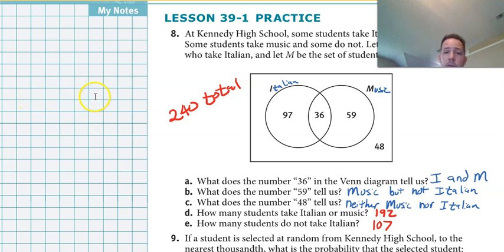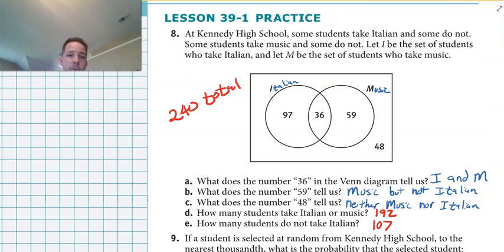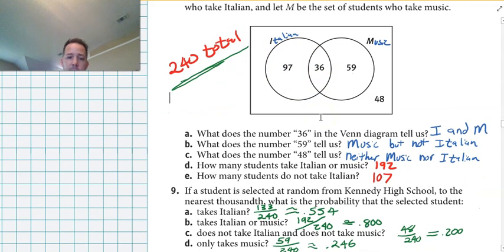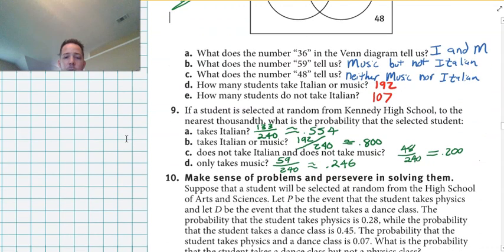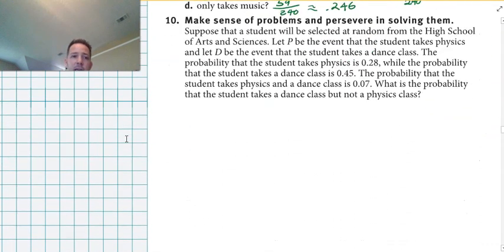Okay, here are the answers. This was Kennedy High School, not Annabelle High School, so the total number did change. It was out of 240, not 350. So when you got down to question 9 with the probabilities, you did need to use out of 240. If you need to pause and check your work here, go for it. I did show a little bit of work down at the bottom with the probabilities, so you know where they came from. I did want to, however, look at question number 10 and work this one.